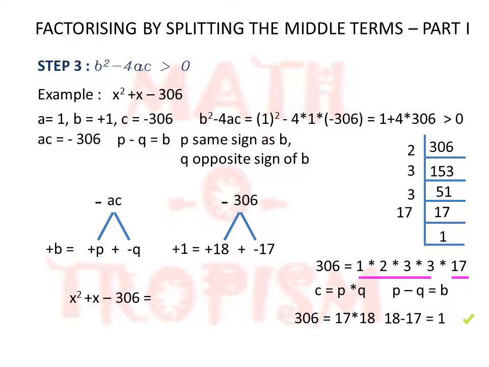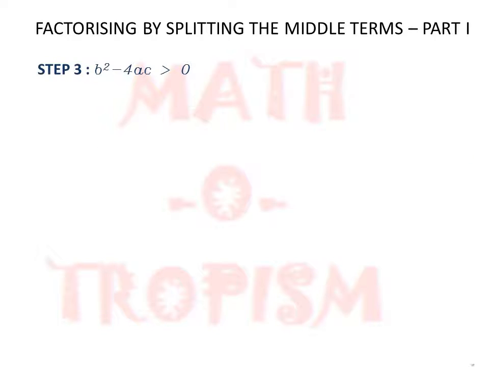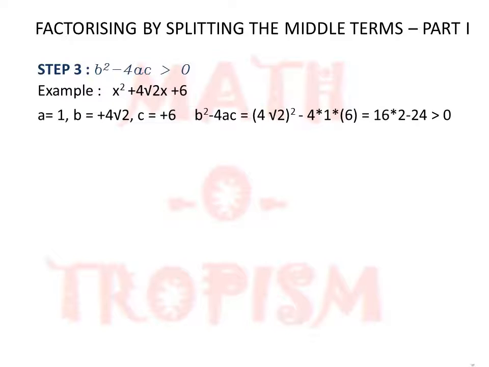So x square plus x minus 306 will give me (x plus p) into (x plus q), which is equal to (x plus 18) into (x minus 17). So the next example is x square plus 4 root 2x plus 6. Now a is 1, b is plus 4 root 2, c is equal to plus 6.